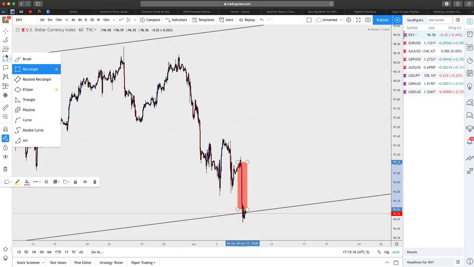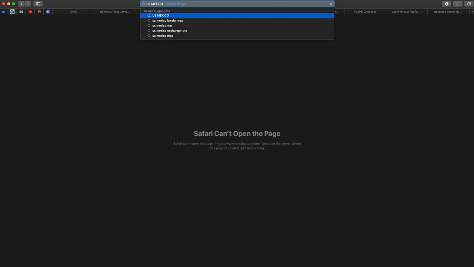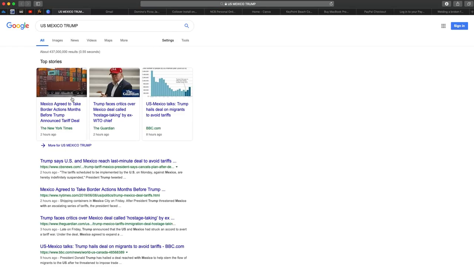A while ago you had some news come out. Let me just Google it for you guys so you can see it. US Mexico Trump. All right, Mexico agrees to take border action months before Trump announces tariff cuts, right?